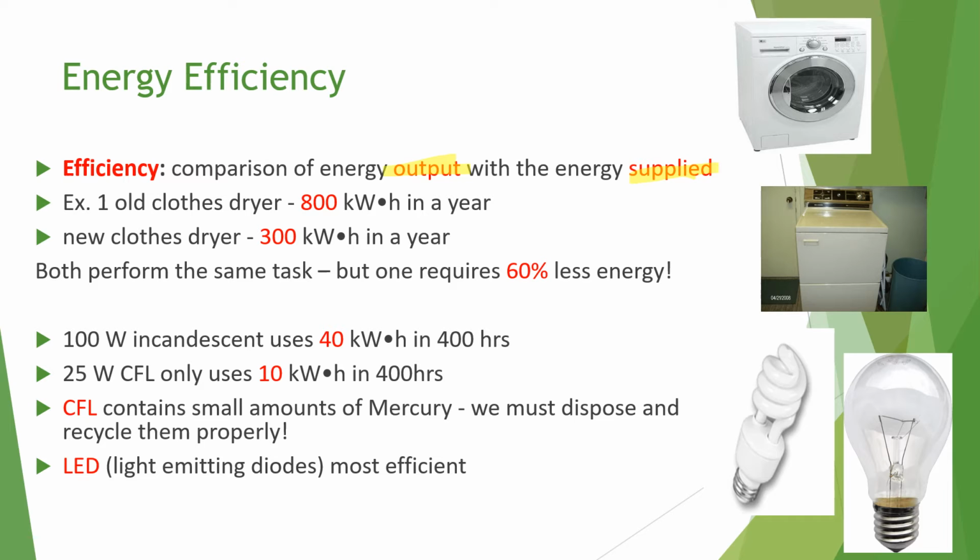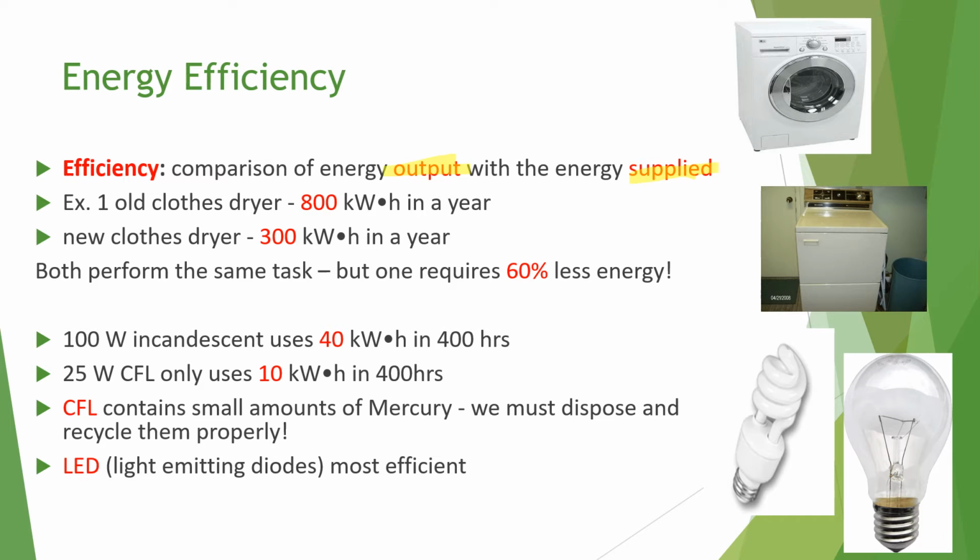Another example here is a 100-watt incandescent light bulb uses 40 kilowatt hours in 400 hours, versus a 25-watt compact fluorescent lamp only uses 10 kilowatt hours in 400 hours. So again, this is another comparison where the CFL only requires 25 watts, whereas the incandescent requires much more, 100. Okay, and in the same amount of time, 400 hours, one is using less. The CFL is only using 10 kilowatt hours, whereas the incandescent is using 40 kilowatt hours. So again, just a comparison of efficiency.